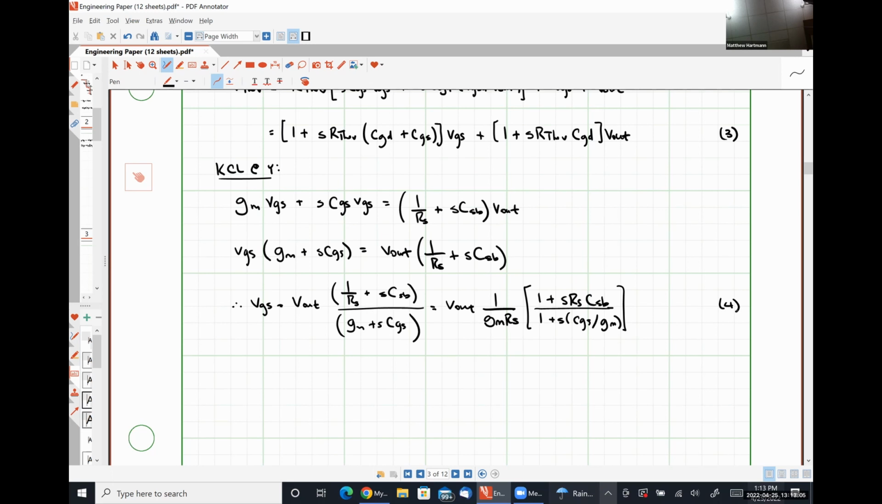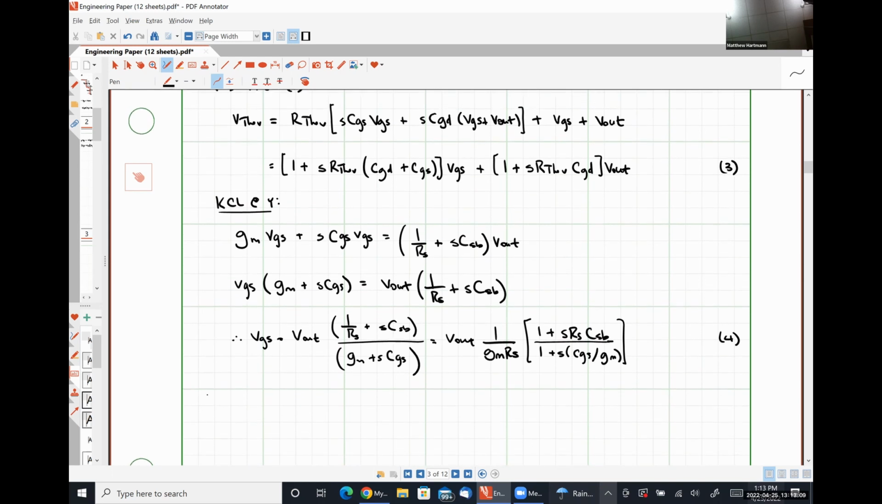All right. So now what I am going to do is substitute 4 into 3. I know. But what's that going to give me? VThev on the left-hand side, everything in terms of V out on the right-hand side, I'm literally one step away from getting my transfer function. There's a method to this madness and ludicrous amount of algebra.